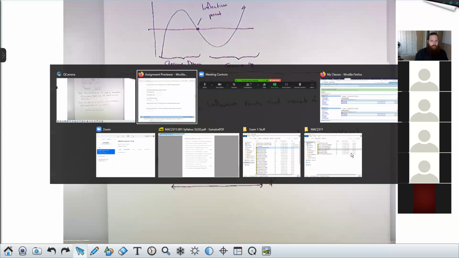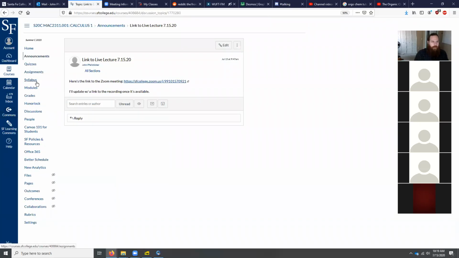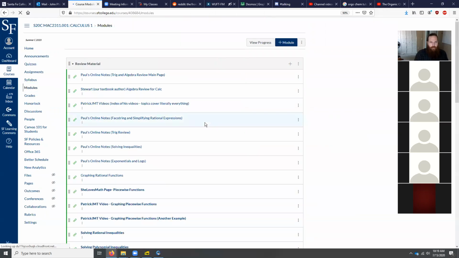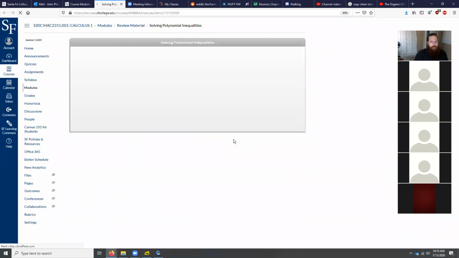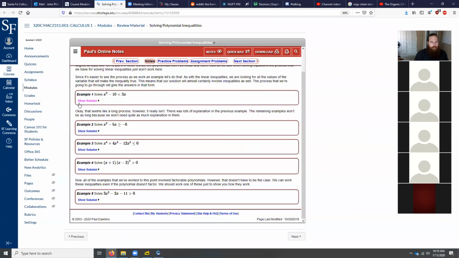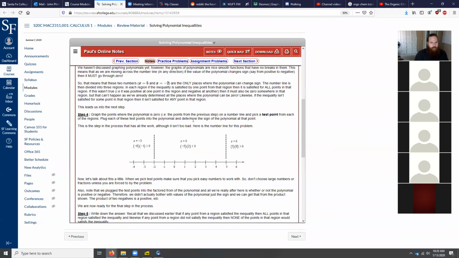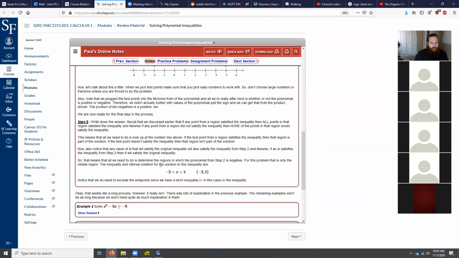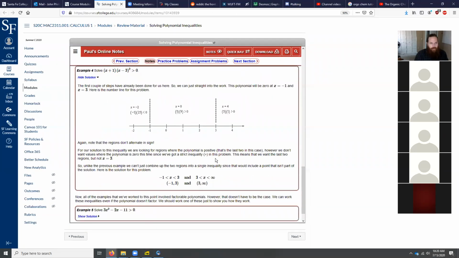I did post, let me show you here really quickly, in our modules on Canvas, I think I put it under the review material section. Yeah, a thing on solving polynomial inequalities. So here's Paul's online notes where he shows you how to solve inequalities like these. And he does it all with test points. And I think he discusses the multiplicity trick a little bit here.